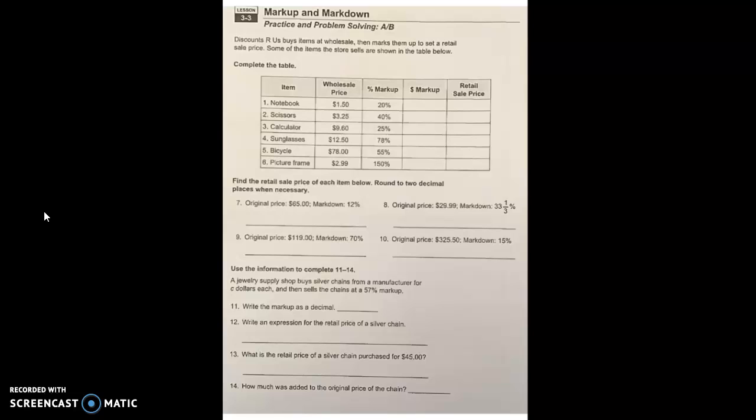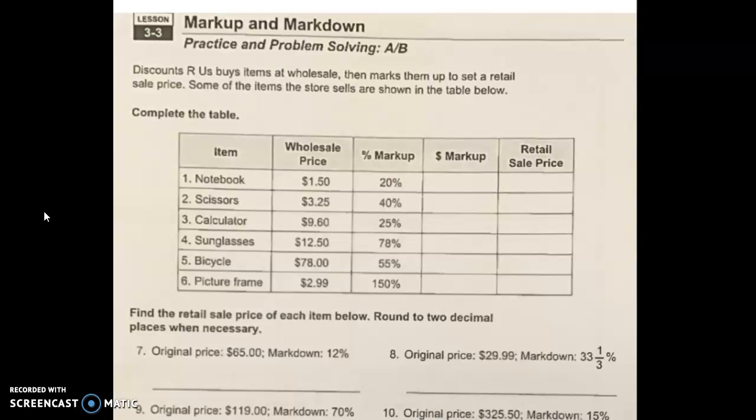Anyways, this is markup and markdown. It's real similar to the last one. So it says Discounts R Us buys items at wholesale, then marks it up to set a retail sale price. Some of the items the store sells are shown in the table below. So we have to complete the table. So they're all the same.